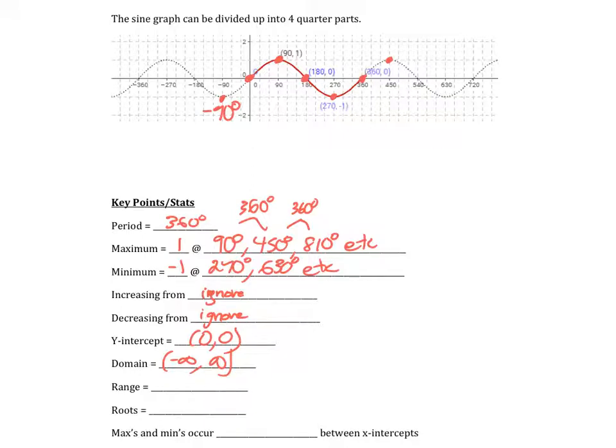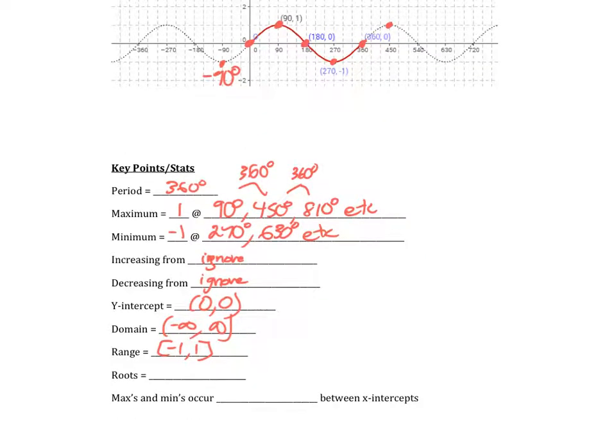The range is -1 to 1. Notice the roots in this case, okay? The roots are at 0 degrees, 180, 360, and so on, right? Those go on forever in both directions, negative direction and positive direction.